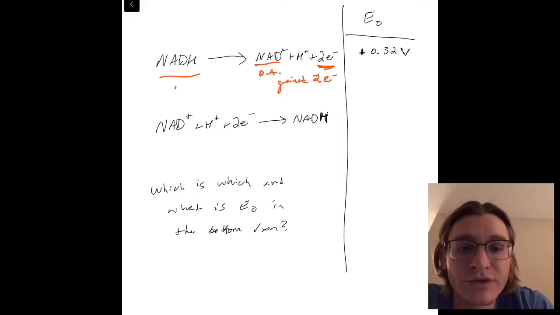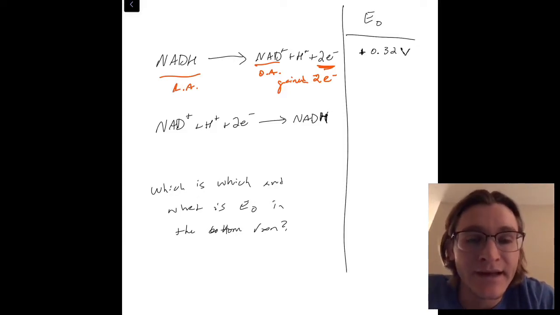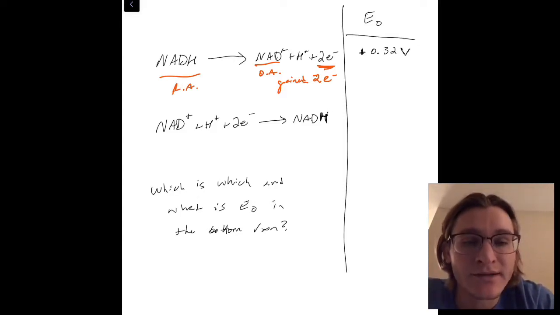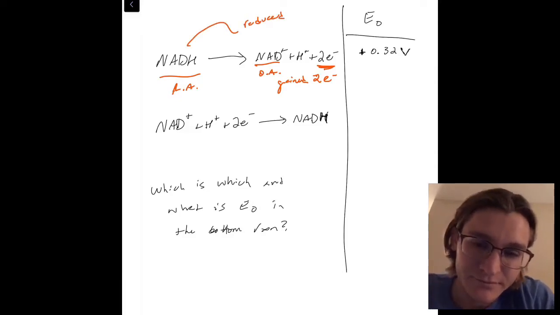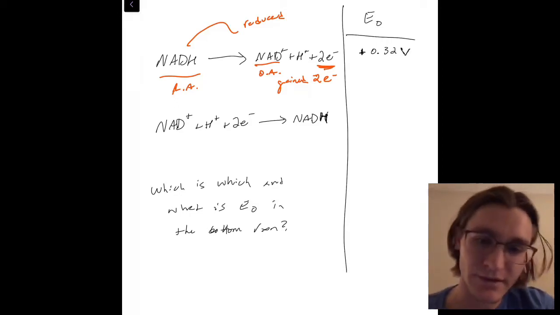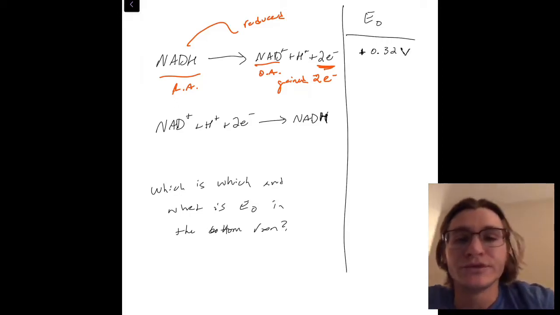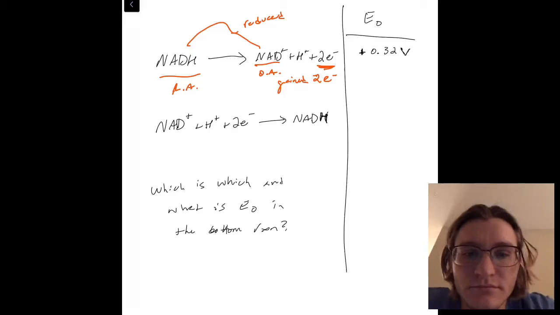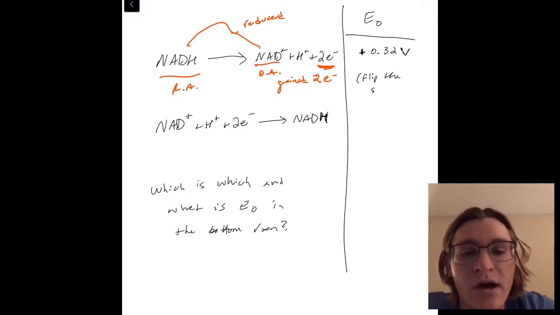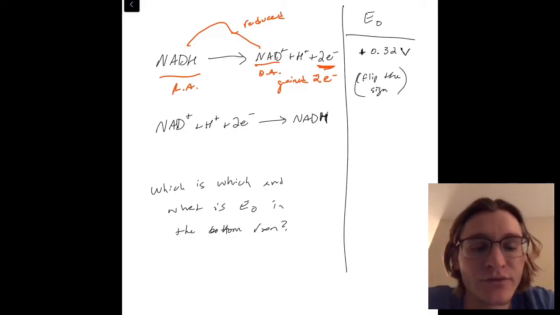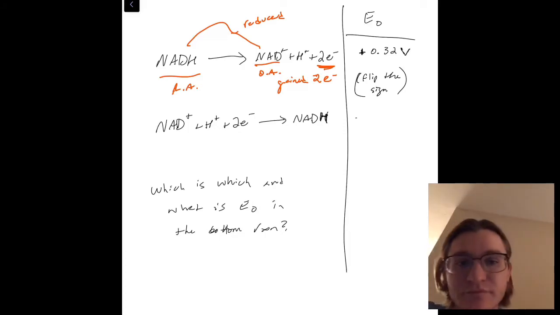was reduced, therefore NAD plus is the oxidizing agent, NADH is the reducing agent, and excuse me, NAD plus was reduced. Therefore NAD plus is the oxidizing agent. NADH was oxidized and therefore is the reducing agent.